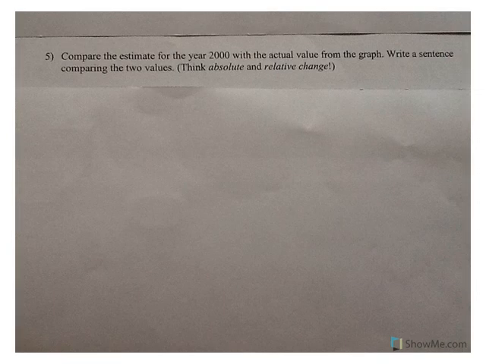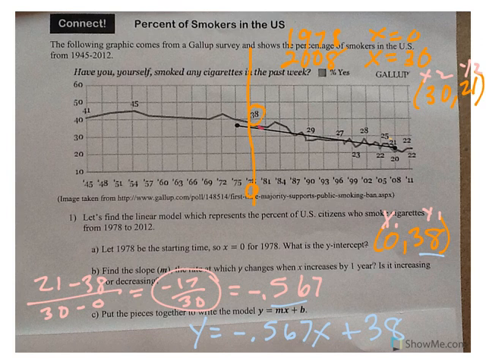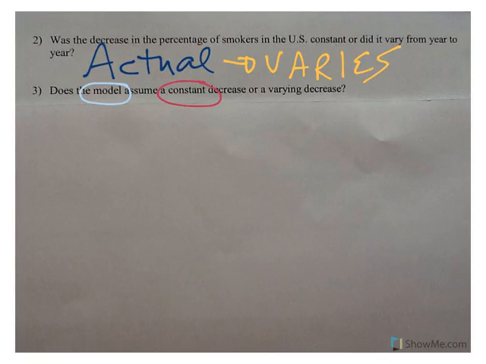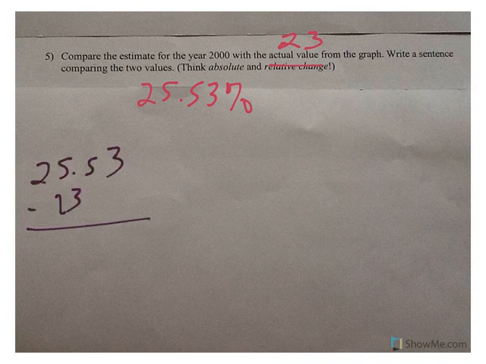And that leads us to number 5. Compare the estimate for the year 2000, our estimate of 25.53%, with the actual value from the graph. Okay, so let's go back to the graphic and look at 2000, which is right here, and the actual value is 23. So the actual value is 23%. So what's the difference there? Well, if you subtract, the difference is 2.53 percentage points.